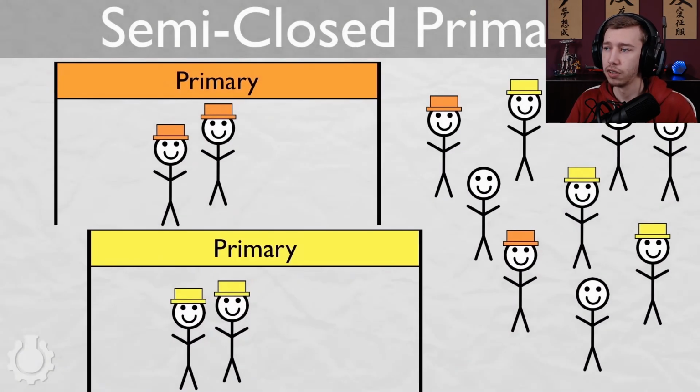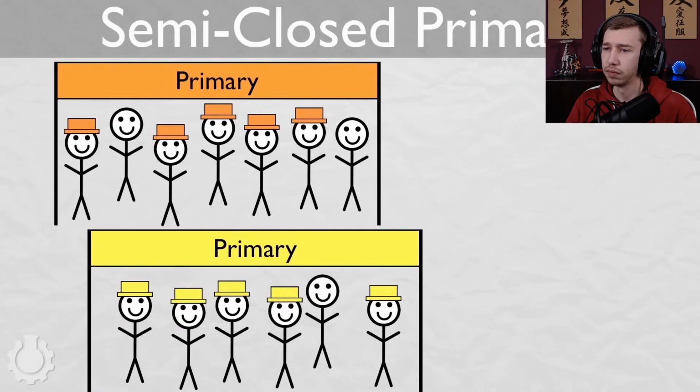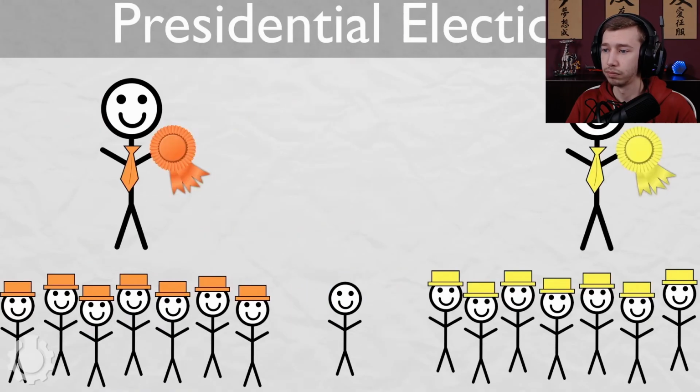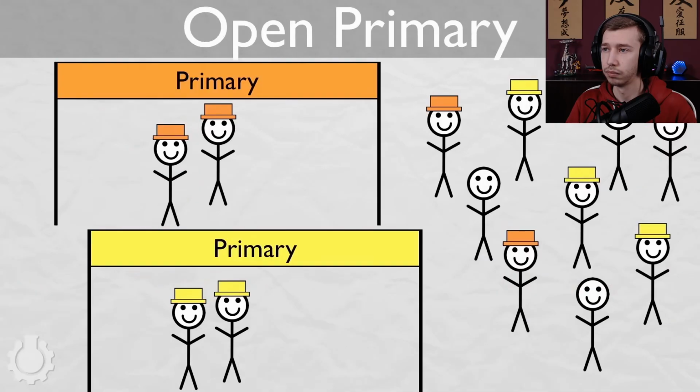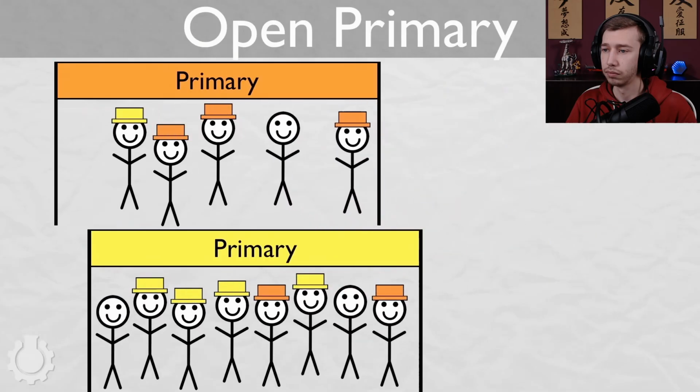Some states, however, have semi-closed primaries where independents can pick one and only one primary to vote in. Parties allow this because the presidential election is often determined by independents, so knowing which candidates they like is useful. Finally, a few states and parties really play it fast and loose with open primaries. Here, any citizen, no matter which party they're registered with, can pick a primary to vote in.